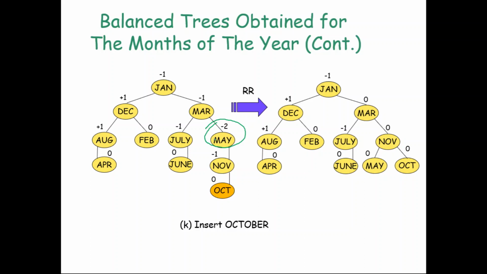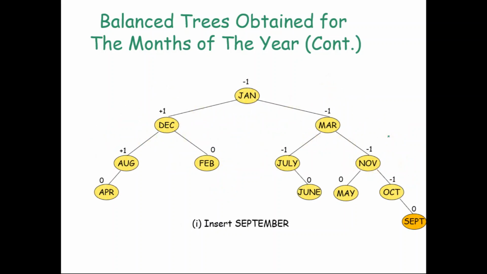So it is simple. You have to right rotate. That's all. November will become the root, May will become the right of November, and October will become the left of November. It is just a simple right rotation, and then it becomes a balanced tree. When you add September, the tree is balanced. It does not get imbalanced.